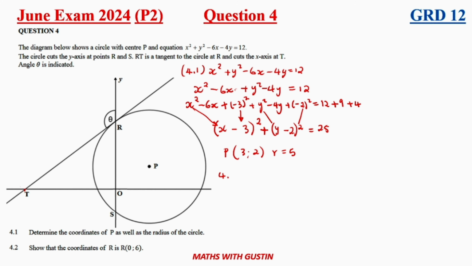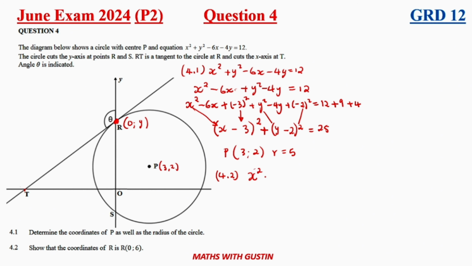Moving right along, let's move on to 4.2. Show that the coordinates of R are (0; 6). We already have these ones here, which is (3; 2). So from the original equation that is given to us, let's go to it now. We know that here is when x is equal to 0. So R is sitting here at the y-intercept, which means definitely on this side x is equal to 0. So we just have to look for y.